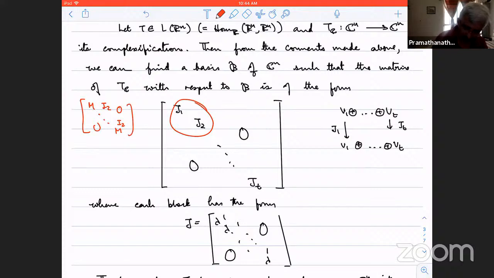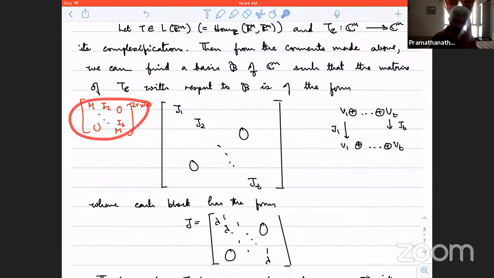Okay. So this will be 2R cross 2R, and this will also be 2R cross 2R. But the difference is this will be complex here, whereas this will be real. Okay, that's the difference. And the exponentials of such things is what your homework is about.